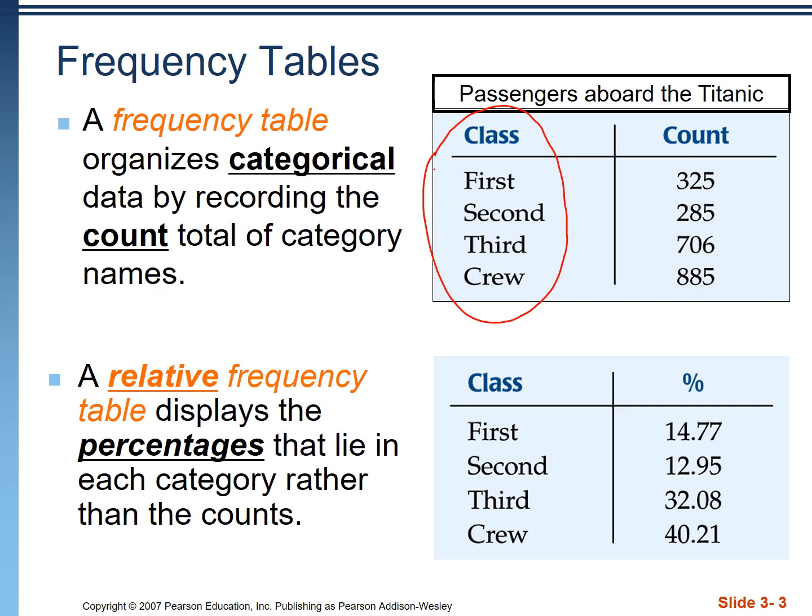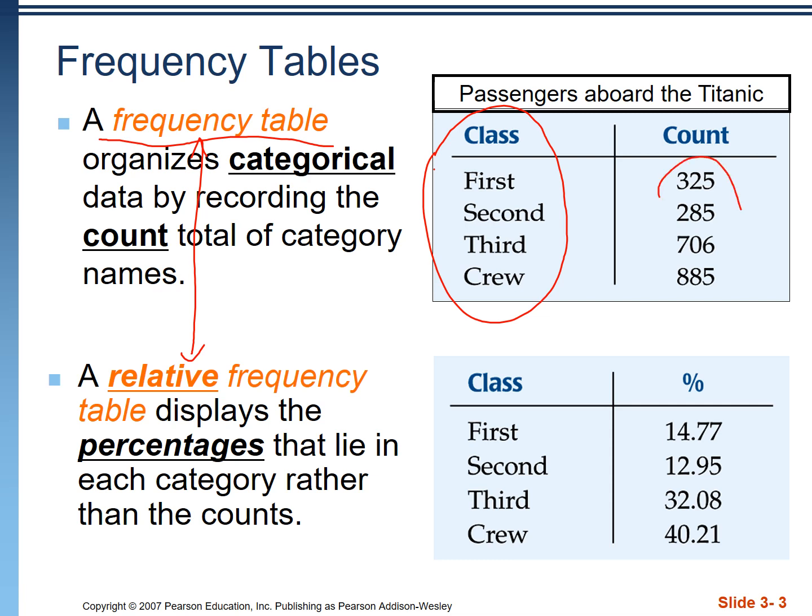Now, since we can't split this into numbers, it's not a numerical variable, what we can do is count how many passengers were in each of those classes. So that's what we do in what's called a frequency table. We count up how many of each we have in those classes. Now, the difference between a frequency table and a relative frequency table is in a relative frequency table, we just switch each of these counts into percentages.